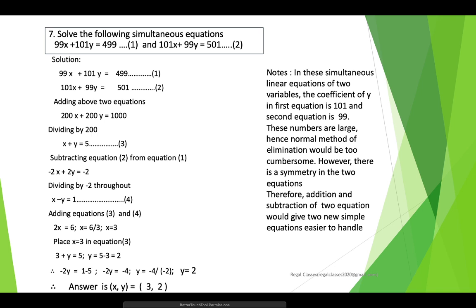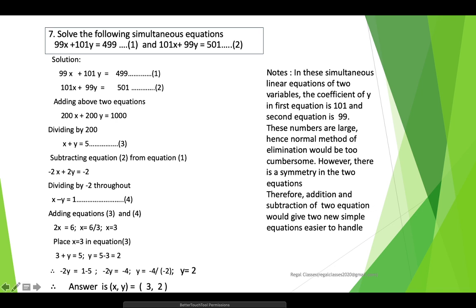Very simple then. To solve, add the two equations 3 and 4 and you get 2x is equal to 6. Write every step. x is equal to 6 by 3, x is equal to 3. Same way, place x is equal to 3 in equation 3. Write every step here, don't jump to conclusions. 3 plus y is equal to 5, y is equal to 5 minus 3, that is equal to 2.